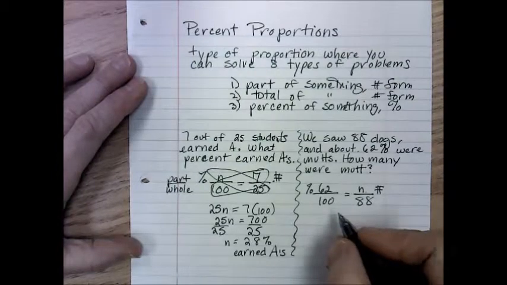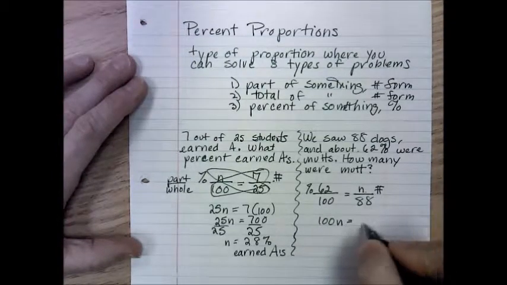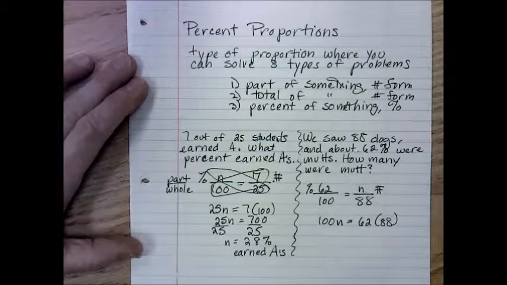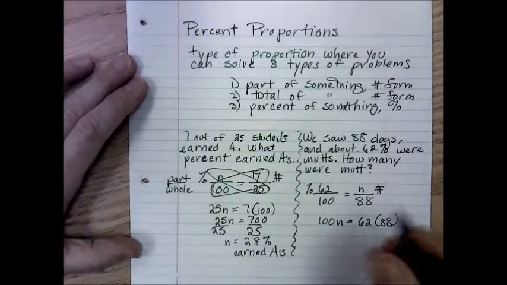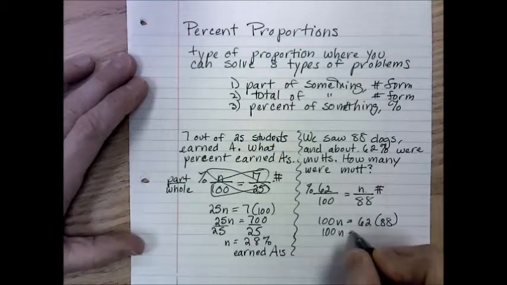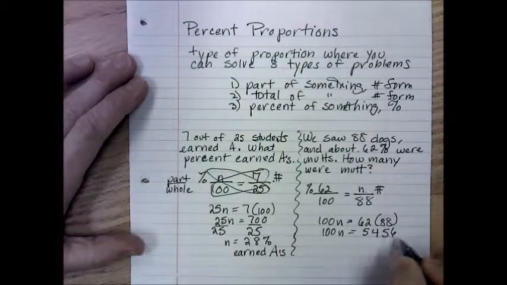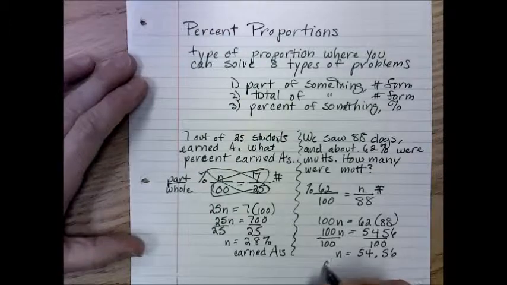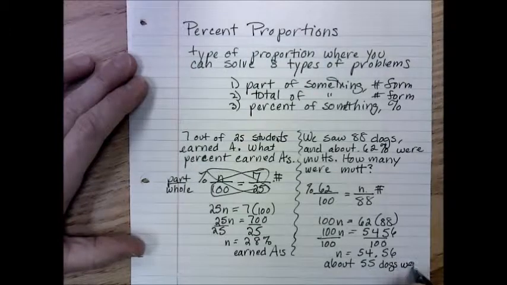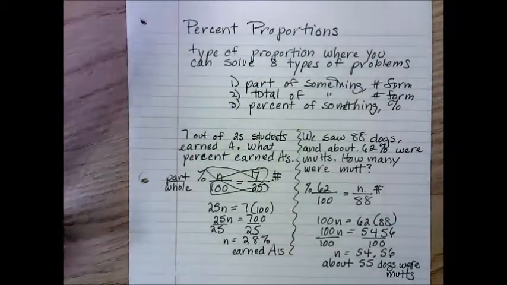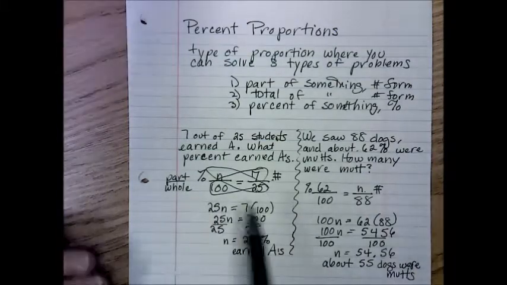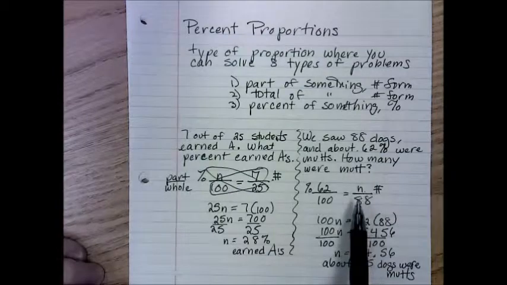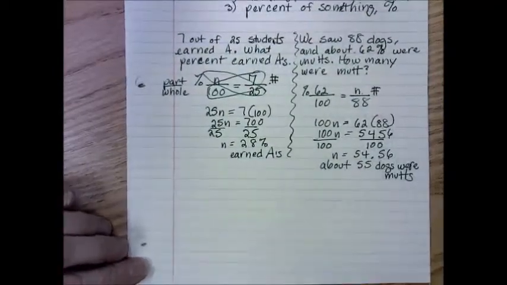So again, we set up our cross product, so 100n equals 62 times 88. And 62 times 88 comes out to 5,456. When we divide by 100, we get n equals 54.56. So we would say about 55 dogs were mutts. So far, in the first problem we were looking for the percent. In the second one, we were looking for the part of the whole. Let's try another problem next.